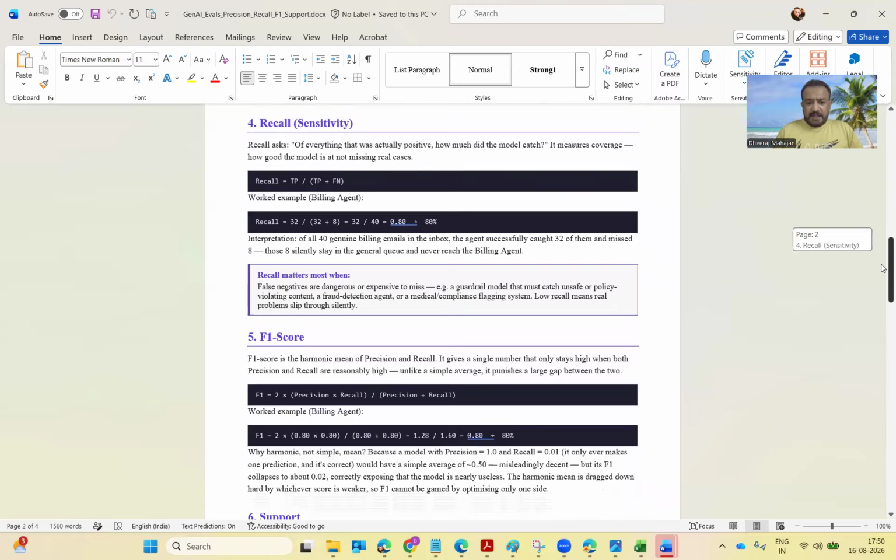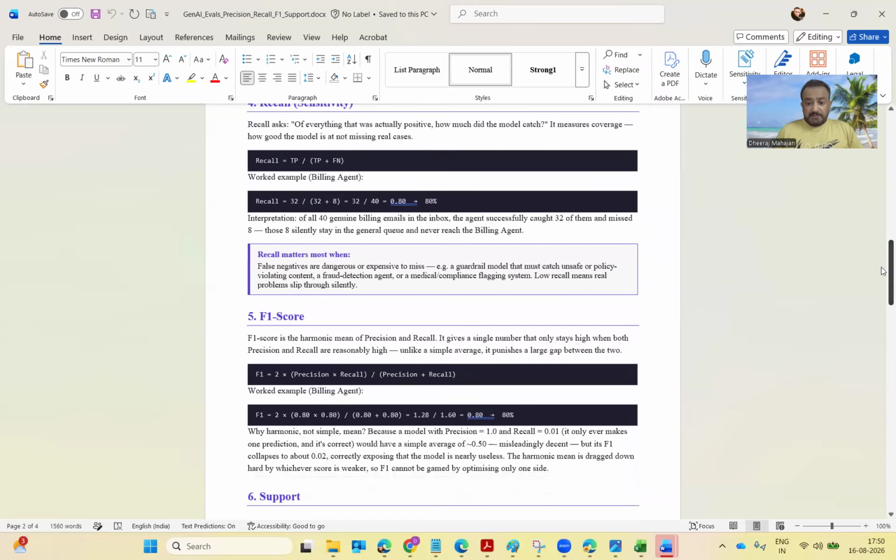The third score is the F1 score. This is very important. The F1 score is the harmonic mean of precision and recall. Whatever values you get for precision and recall, it gives you the harmonic mean. The formula is 2 times precision times recall divided by precision plus recall. So this will give you the harmonic mean. You have to consider this. Among recall and precision, the F1 score is very important.